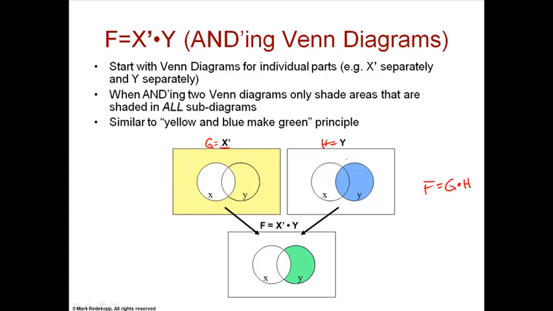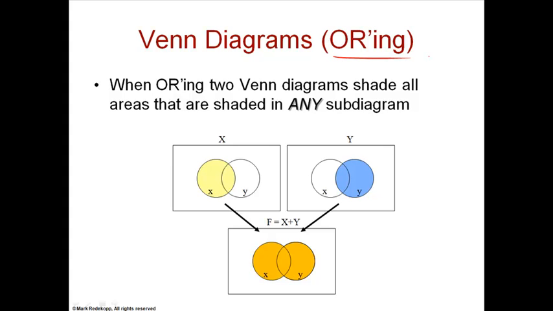An easy way to visualize that is the old yellow and blue make green principle, just like your Ziploc baggies. When you squeeze it together, yellow and blue make green, all right? And so imagine you layered this on top of this blue Venn diagram here. Where would you see green? Wherever you see green, that's the answer. That's what you shade in. And so x bar and y is all the area that's outside of x and inside y. All right? If you take the or of the two Venn diagrams, wherever any region is shaded, you shade in the resulting Venn diagram. Right? So you take the union of those.